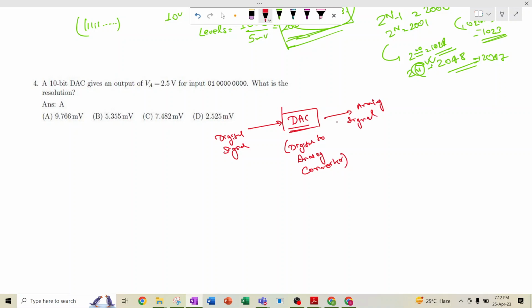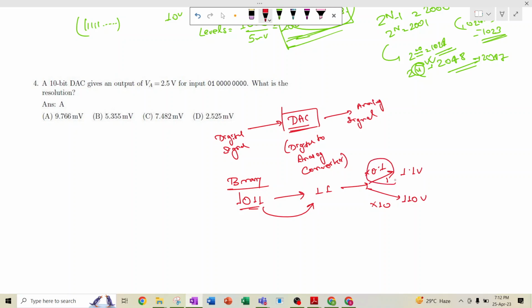So now what happens? Suppose we have a digital signal 1011. This is binary, so it refers to 11. Now we are multiplying this by 0.1, so it is 1.1 volt. Or we can multiply this by 10, giving 110 volt. So a digital to analog converter is nothing but a binary to decimal value converter with a multiplication factor k.